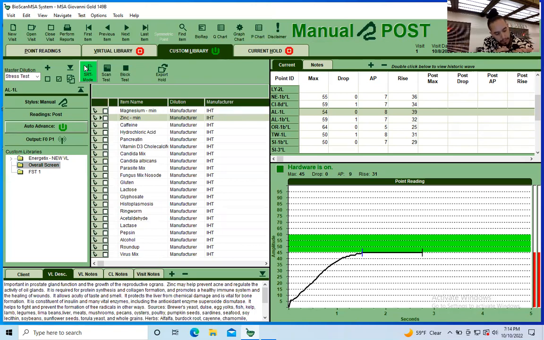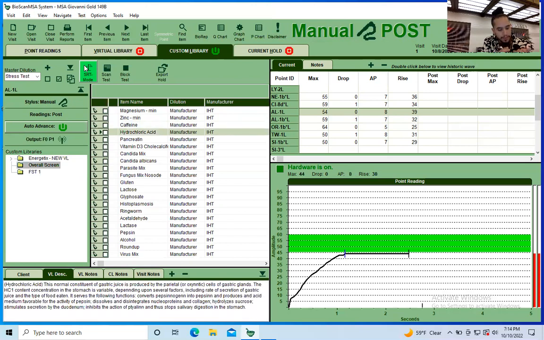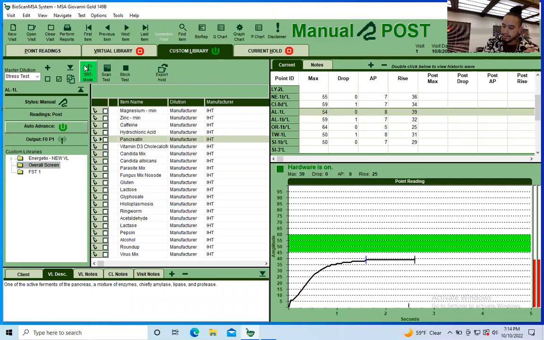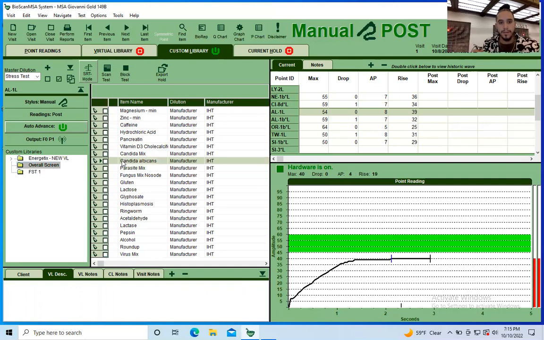Or excuse me, magnesium levels are good. Zinc is good. Uh-oh. Little resistance to caffeine. A little low in hydrochloric acid. It's funny because my digestive system has been great. A little low in pancreatin. Little candida. I'm gonna test that again. I'm gonna get the best reading.